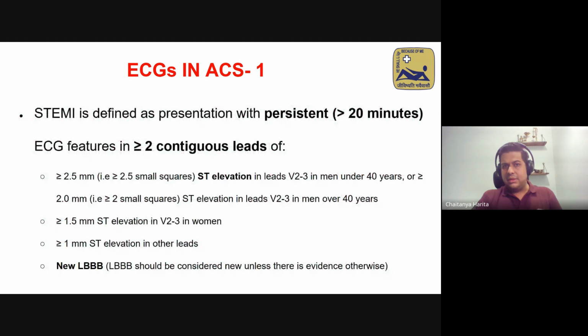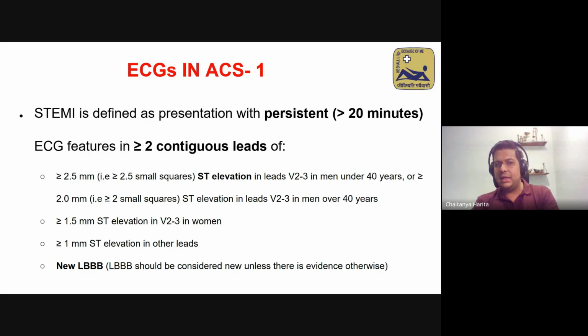So one slide on the definition of STEMI, which is something I think all of you should know. The presentation with persistent findings of more than 20 minutes in 2 contiguous leads. Now, this definition, which is the most recent definition, has added time. And it's so odd that you have an ECG definition with time. And this is why I mentioned that you should always do serial ECGs. Whenever you have a classical ST elevation MI, that's fine. But if you have a presentation where you're doubtful, always repeat the ECG. Because if you see changes which are persistent or which are progressive, you know your diagnosis is myocardial infarction.